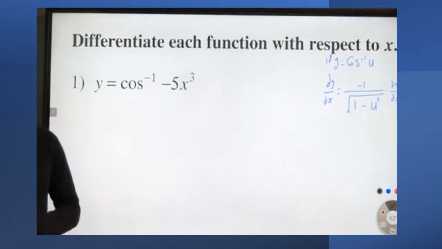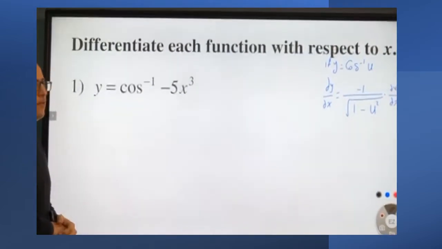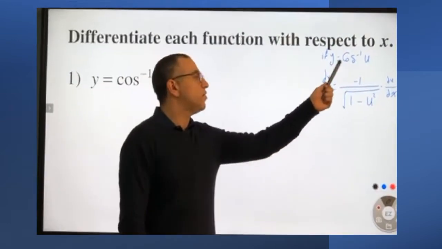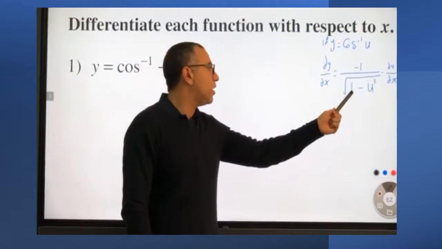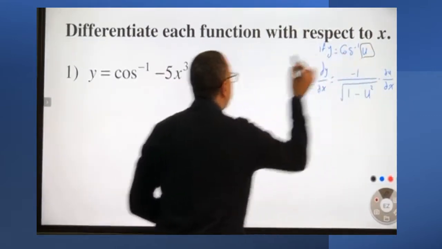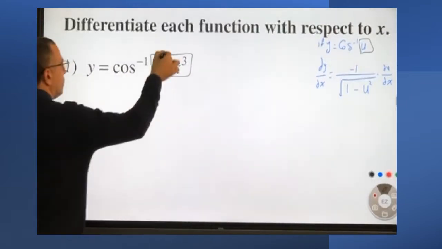Find the derivative of inverse trigonometric functions. y is equal to inverse cosine of negative 5x to the power of 3. We know that the derivative of cosine inverse is negative 1 over the root of 1 minus u squared, times du by dx. What is u? u here is the function at the front of the cosine inverse. So we consider that this is u.